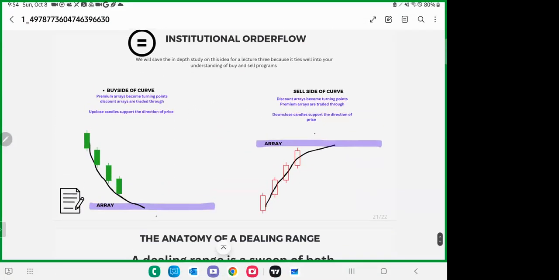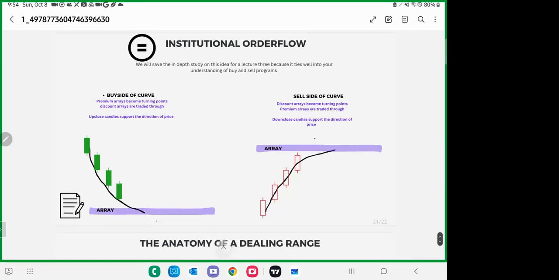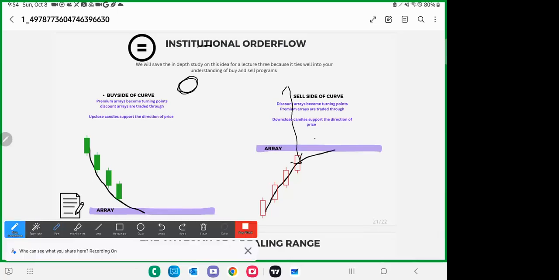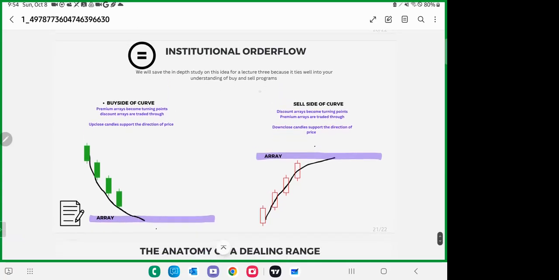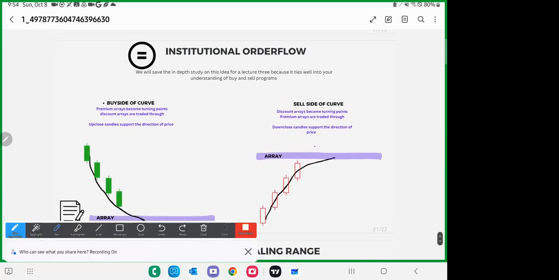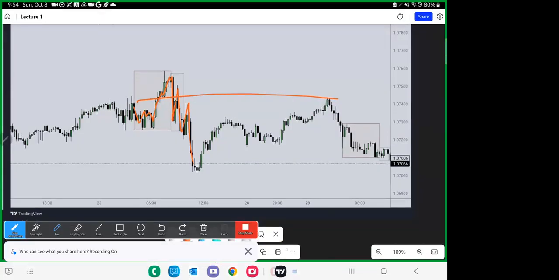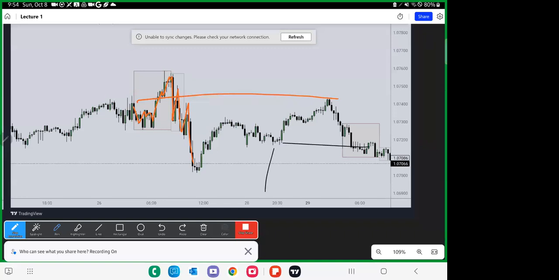All right. So really quick, in terms of institutional order flow, just really quick, we'll come back to this part of the lecture once we get into lecture 3. But basically, there's a buy side of the curve, and then there's also a sell side of the curve. All right, just remember that. Always see price from this stance. Okay, buy side of the curve, sell side of the curve. All right, when we're on the buy side of the curve.